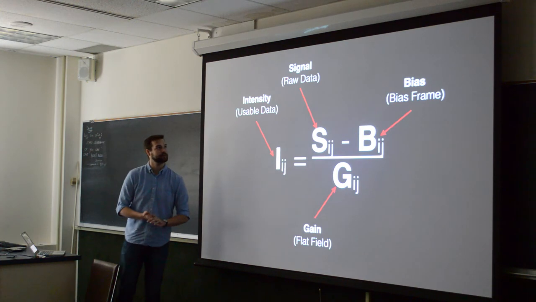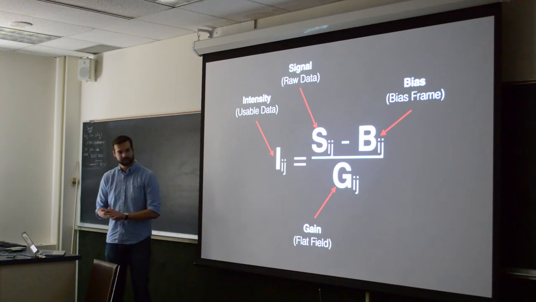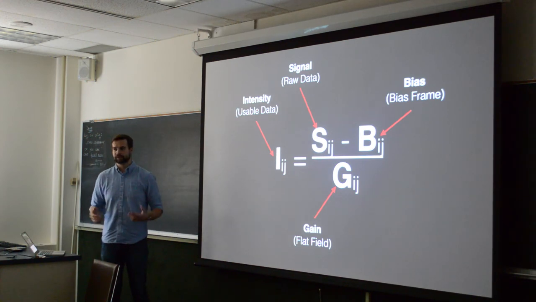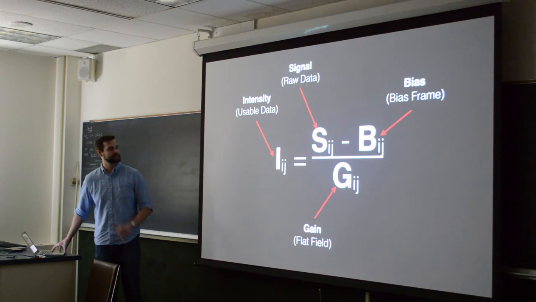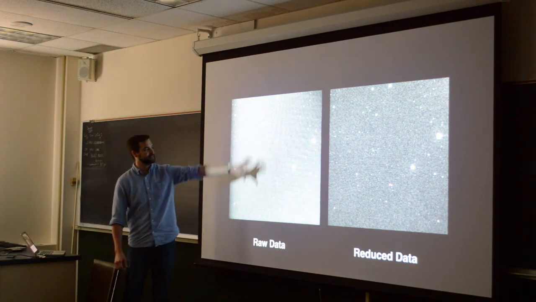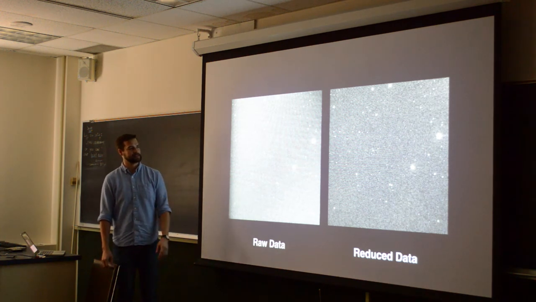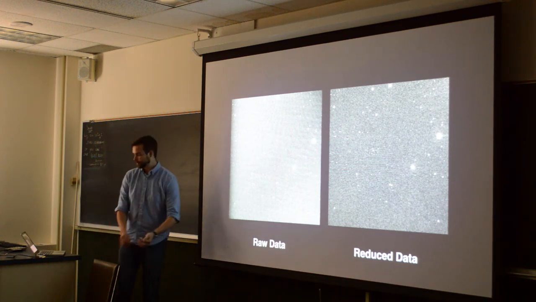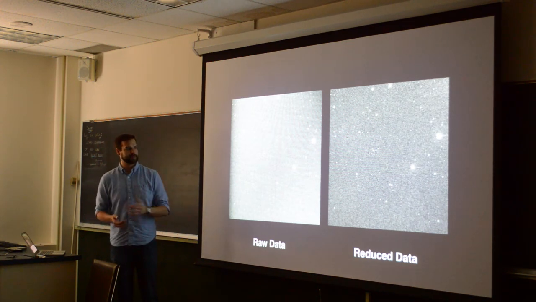So we subtract a bias frame from the signal, which is just the intrinsic signal from the detector, and we want to get rid of that. Then we divide out a flat field to normalize the image. After we do that, we're left with the intensity. So it takes us from an image like this to an image over there. You can see noisy, grainy stuff going on, and we get rid of this stuff that we don't want. So this is where I ended up last time, so I'll continue from there.